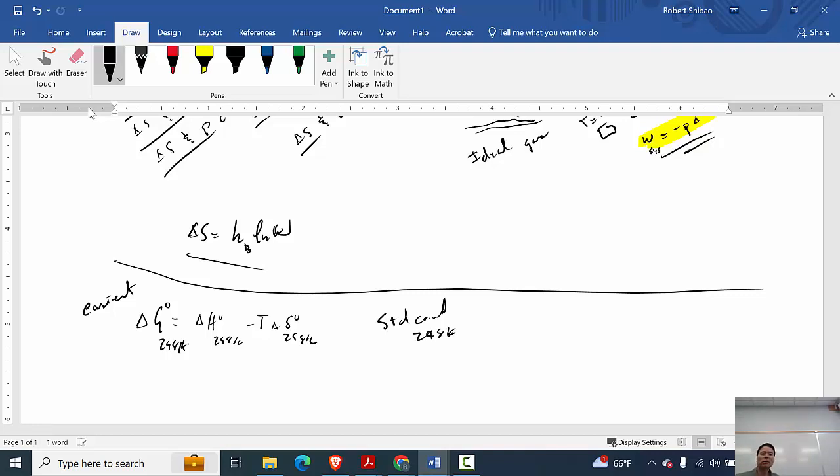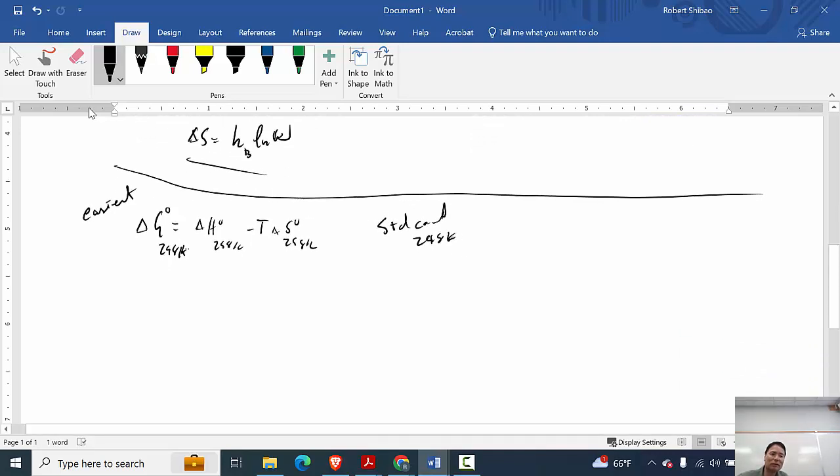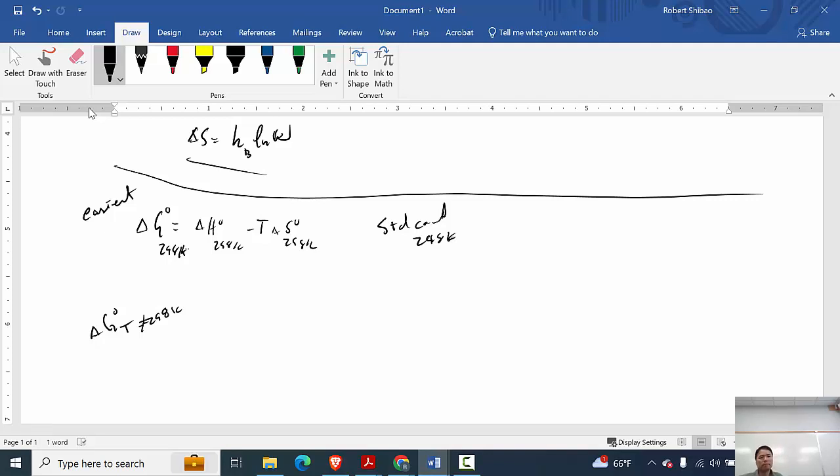Well, the first scenario comes, what if I don't want 298 Kelvin? And so the first one would be delta G standard at temperatures other than 298. Well, the best, obviously, is if we have the delta H and the delta S at that temperature. But we don't often have that.